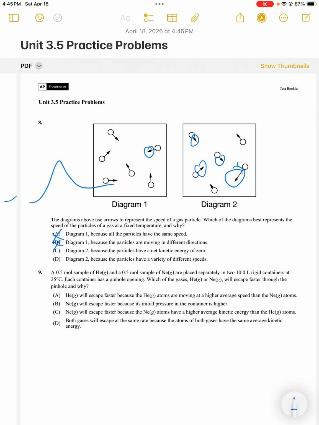C says because the particles have a net kinetic energy of 0. Well, that would be absolute 0, so that's not happening. D, here's the correct answer. Diagram 2, because they have a variety of different speeds.